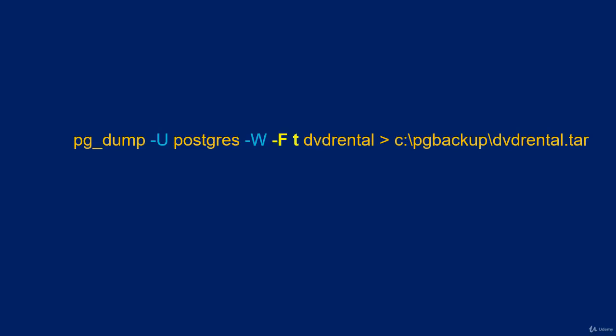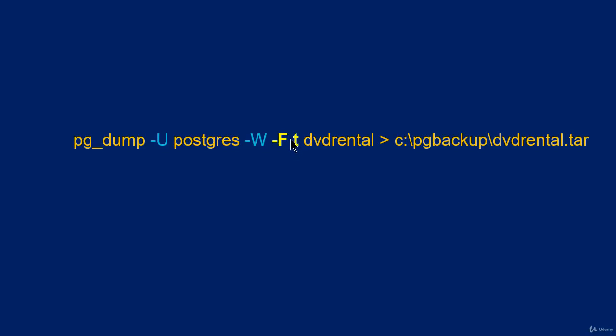The -F specifies the format of the output file, and the format can be anything. It could be a custom format. I'm going to be using tar, or you can also have it in SQL, which is a plain text format. So this is the command, and we are backing up to this directory. Remember, I created a directory called pg backup, so it's going to back up to this directory, and this is going to be the name of the file.